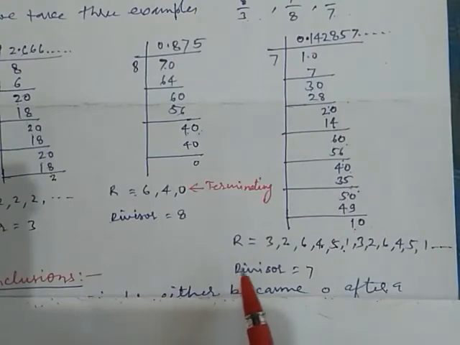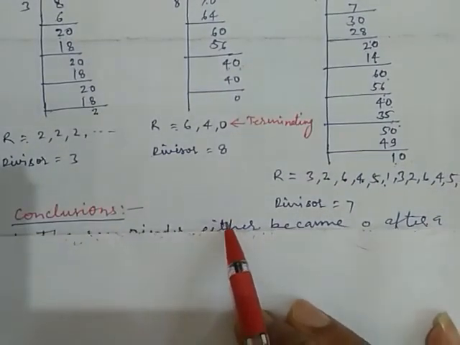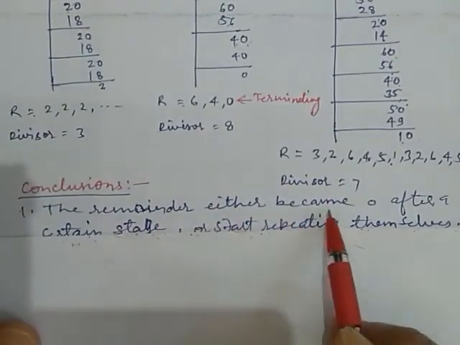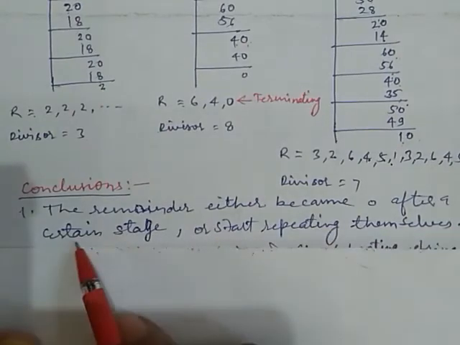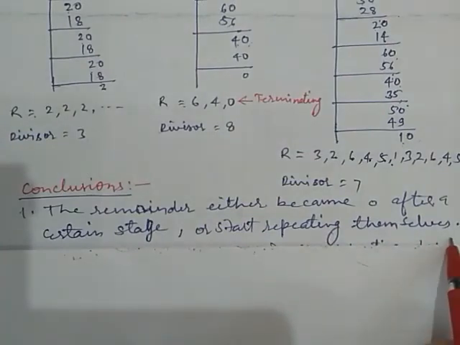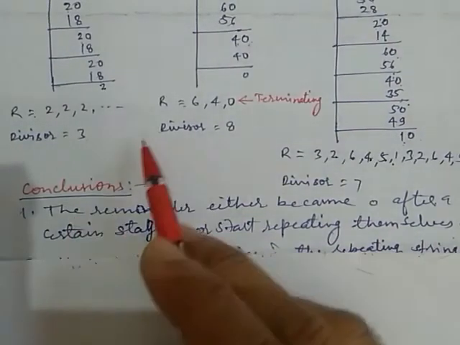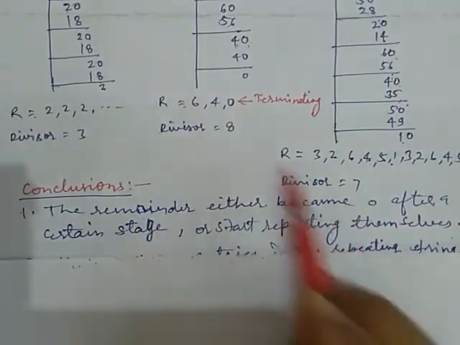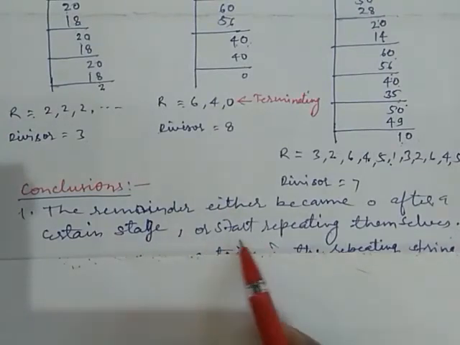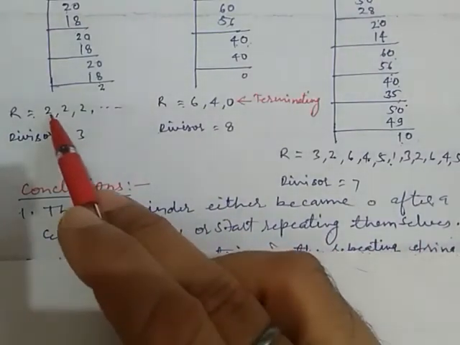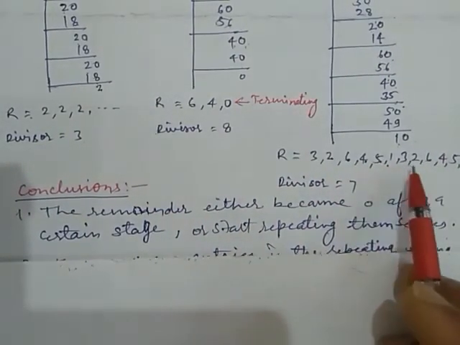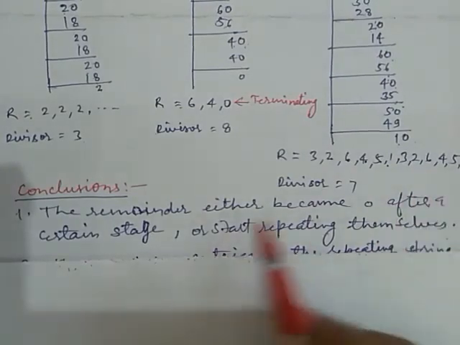Okay, conclusion. What is the conclusion? Check. The remainder either becomes 0 after a certain stage or starts repeating themselves. Okay, here we can find that the remainder either becomes 0 or after a certain stage repeats themselves. Here it is repeating, here this string is repeating: 3, 2, 6, 4, 5, 3, 2, 6, 4, 5. So this is our first conclusion.